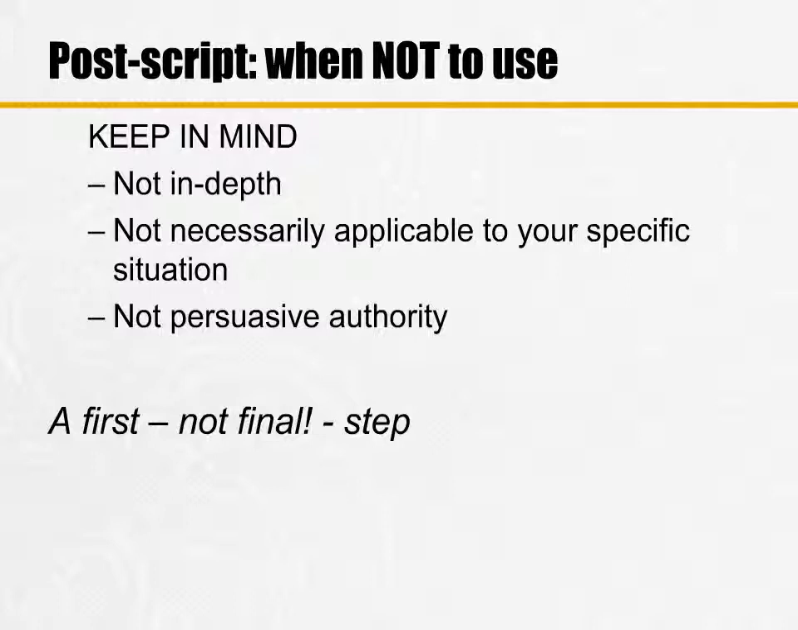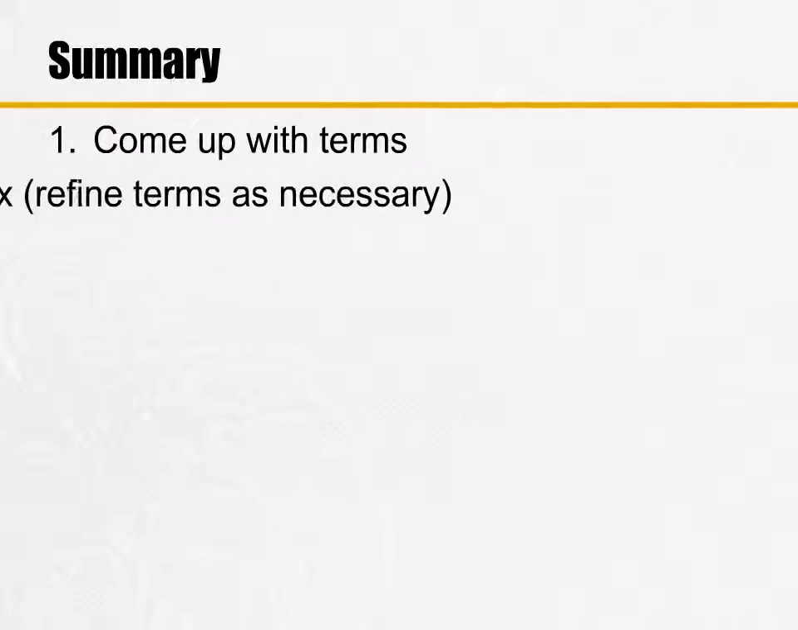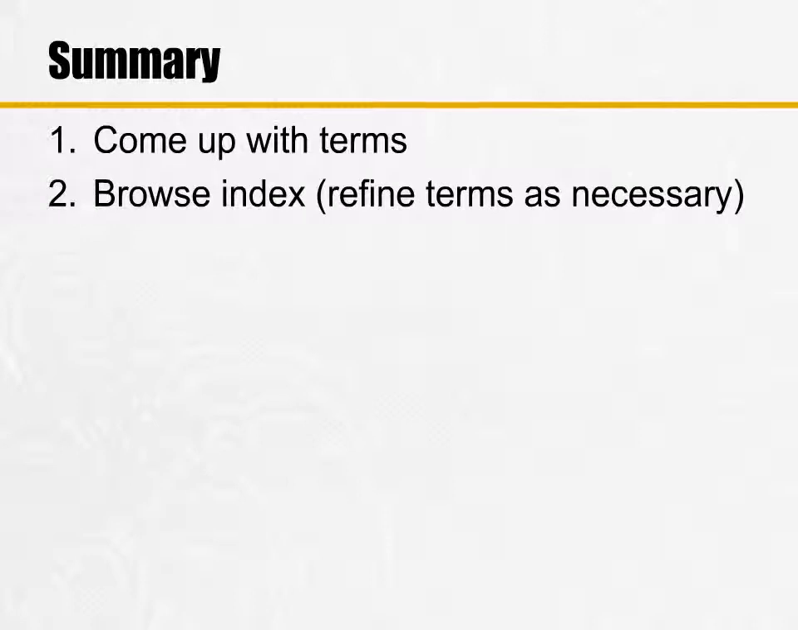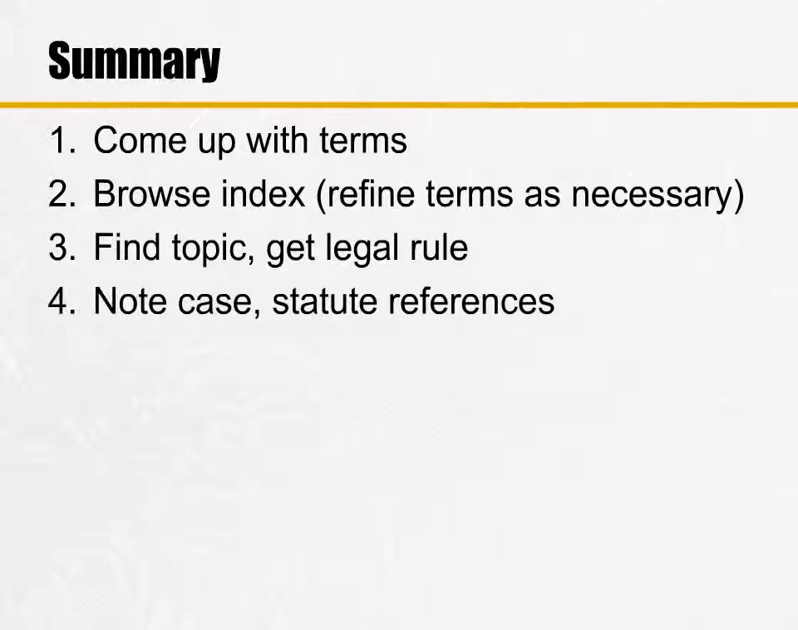So, to sum up, the 5 things you're going to want to do for your legal encyclopedias practice sets is come up with terms to look for, browse the index for the encyclopedia that you choose, refining your terms as necessary, find your topic and write down the legal rule, and note cases and statute references that might be applicable to your jurisdiction. Finally, make sure you check for updates in the pocket part.